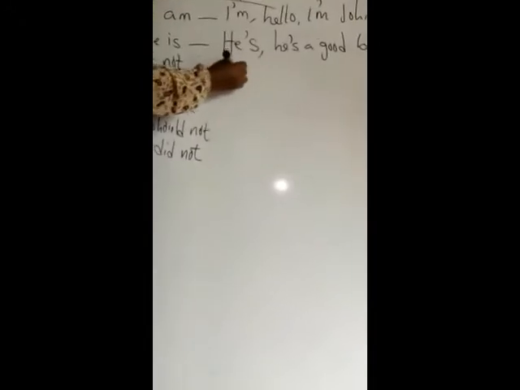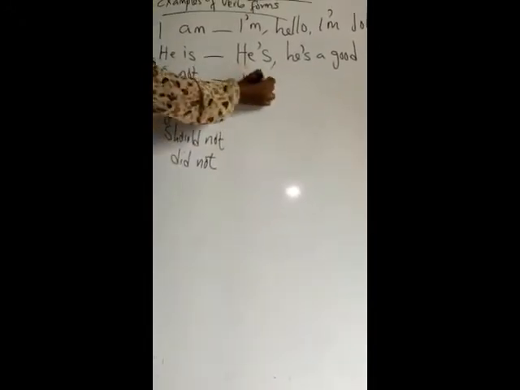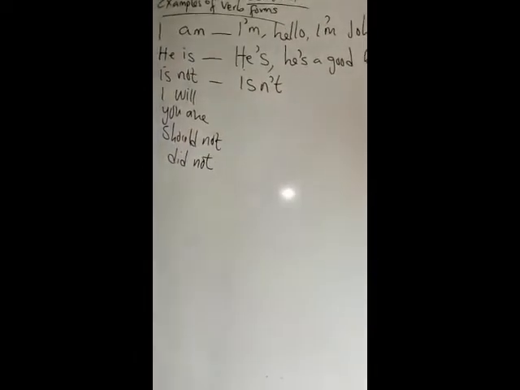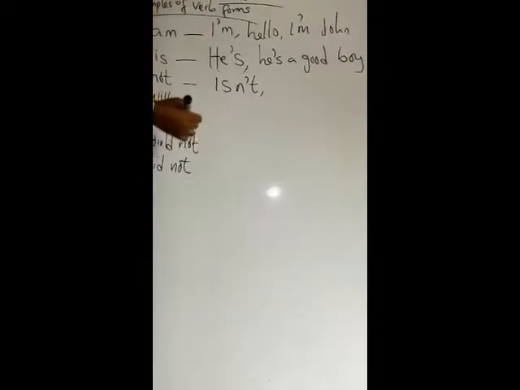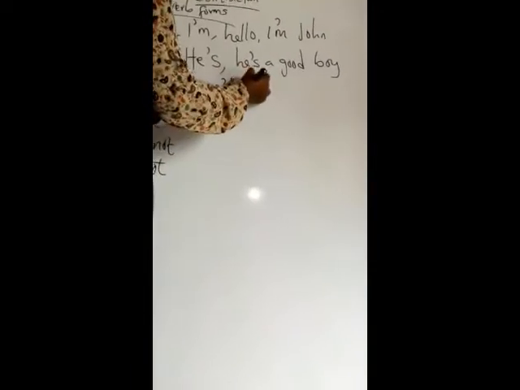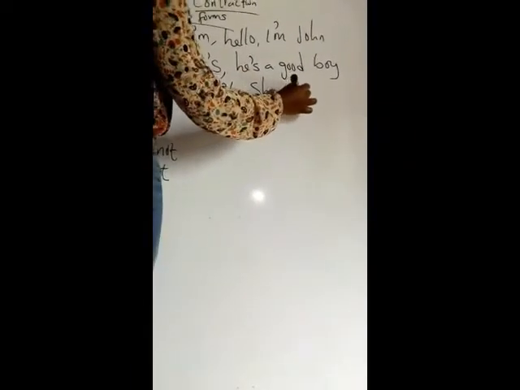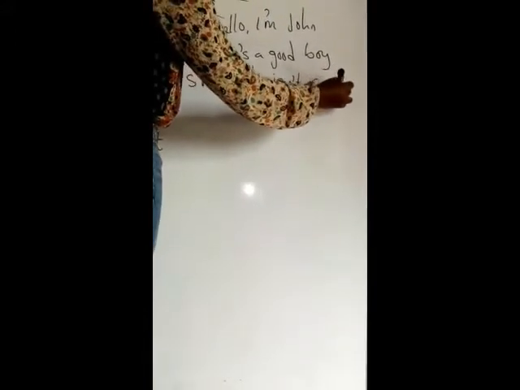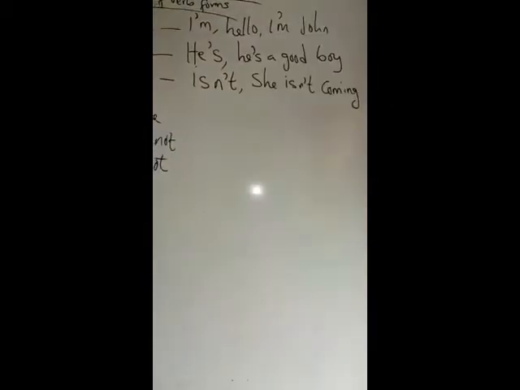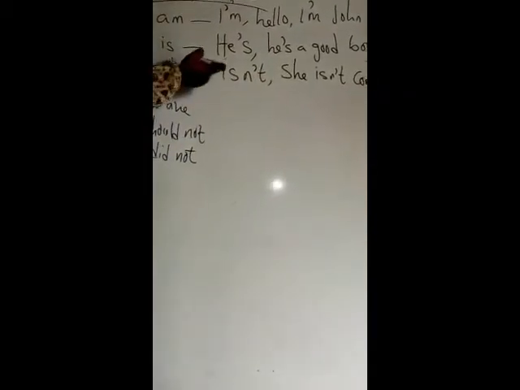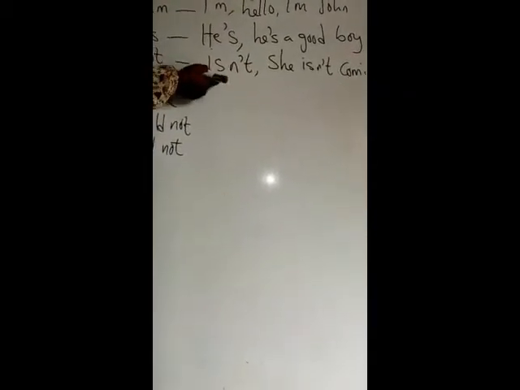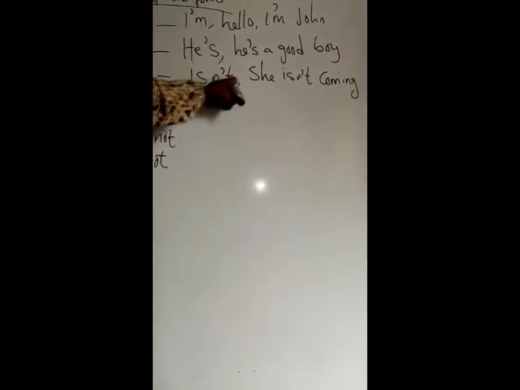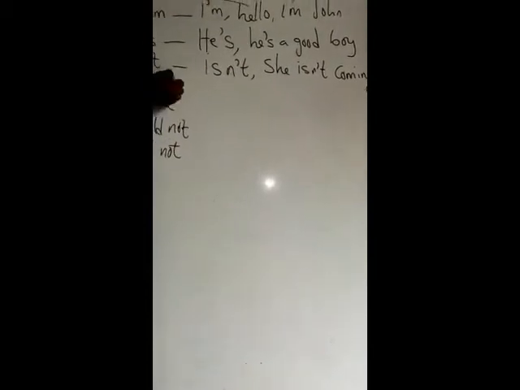Is not will be shortened to what? Isn't. This is a contraction. Isn't. He isn't coming. Let me use she. She isn't coming to school. So it's is not. I've not changed the word. See, I write the is, then I remove o, and I have n, apostrophe t. Isn't.